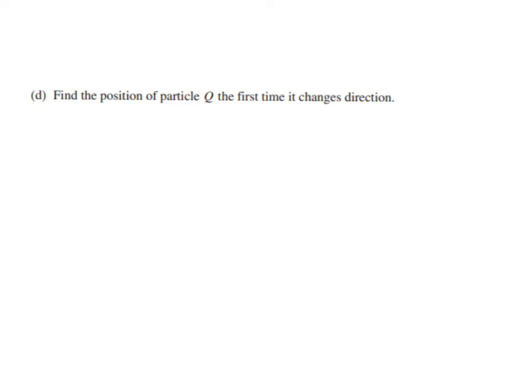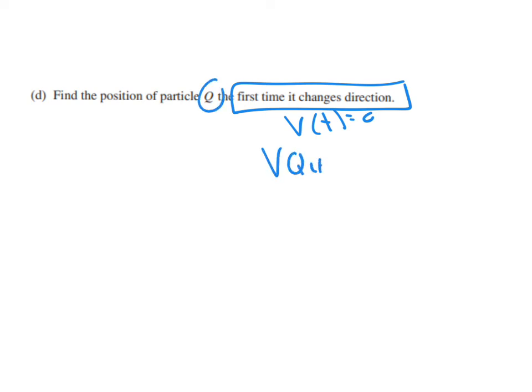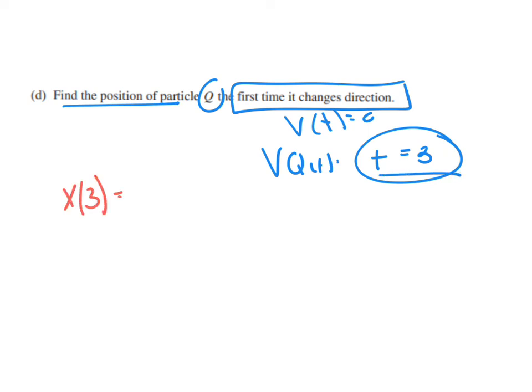Lastly, part D, they want us to find the position of q the first time it changes directions. So instead of them saying find the position at 5, find the position at 6, they're saying find the position the first time it changed direction. So let's figure that out. The first time it changed direction is when your velocity equaled 0 and it changed signs. So I think we have a sign chart for that. If you go find your velocity for function q sign chart, look at your paper, you should have a velocity for function q sign chart. The first time it changed directions was at 3. So they're saying find the position when the time is 3. So pretty straightforward question.